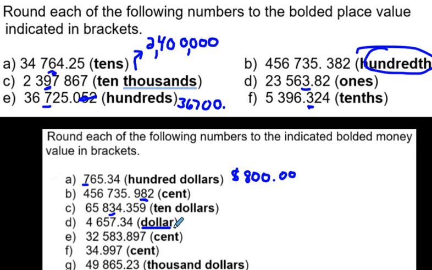Well, the nearest dollar is the same thing as the 1 spot. So we have the 7 there. Does that 7 stay a 7 or does it become an 8? There's a 3 beside it. The answer would be 4657. $4,657 if you want to say it that way.